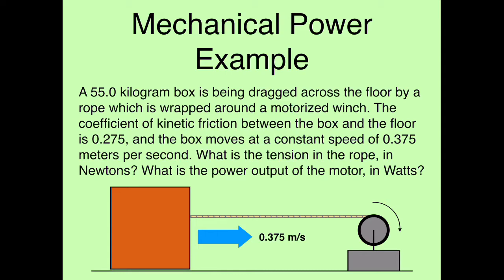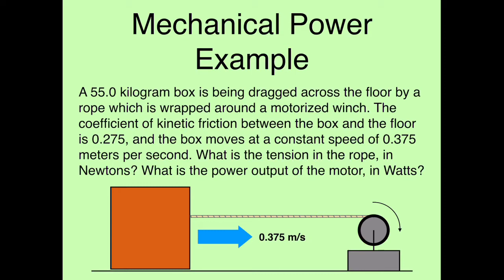Let's say we have a 55 kilogram box that's being dragged across the floor like this by a rope, which is wrapped around a motorized winch. So the rope is wrapped around this little winch here. The coefficient of kinetic friction between the box and the floor is 0.275, and the box moves along to the right at a constant speed of 0.375 meters per second.